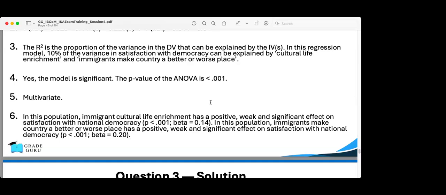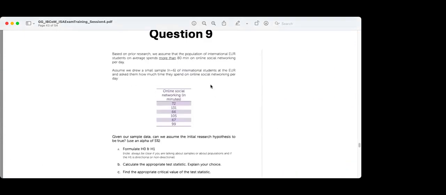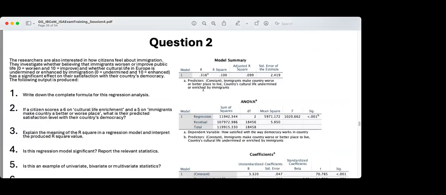And we don't have to say like if the satisfaction goes up by 1, cultural life goes up by 0.144. No, so what you just described is if they ask, please describe the value of the B1 in plain English. That's what you just did. So it wasn't a question in this example.